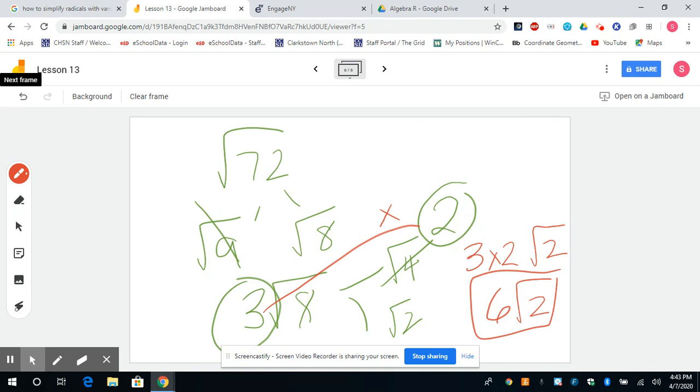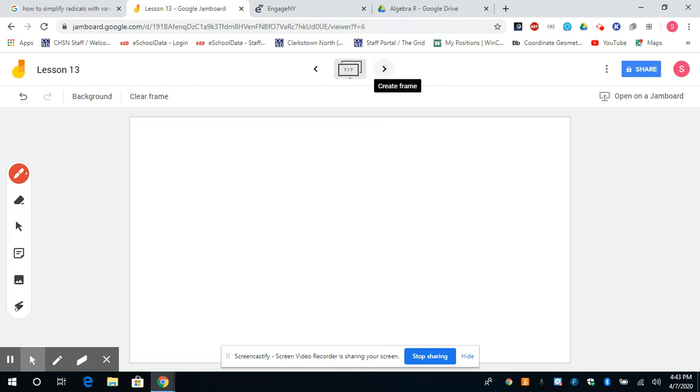So you got to make sure all the numbers can be broken down. So can 2 be further broken down? Two numbers that make 2 are only 2 and 1. Can we break down 2 and 1? No. All right, let's keep going.